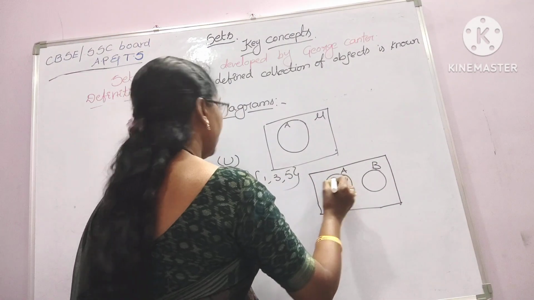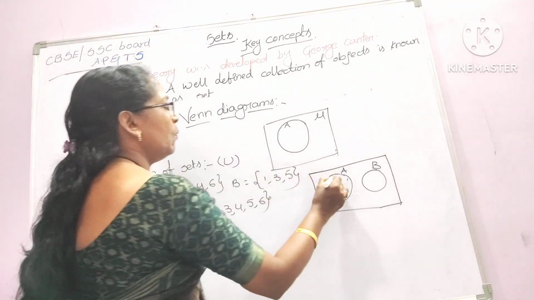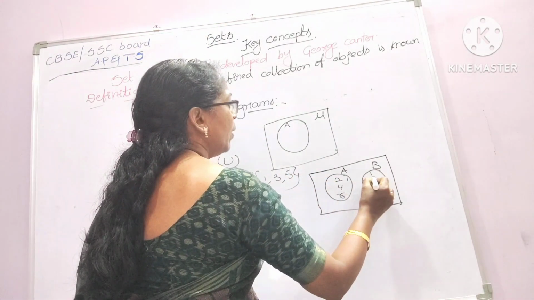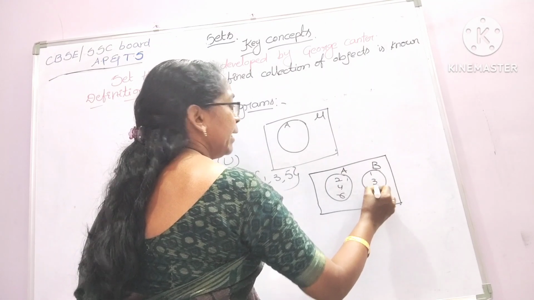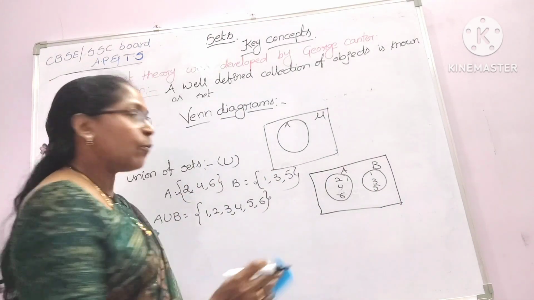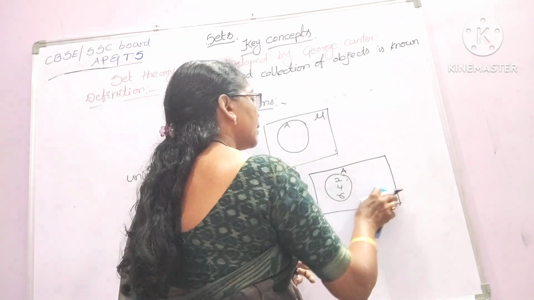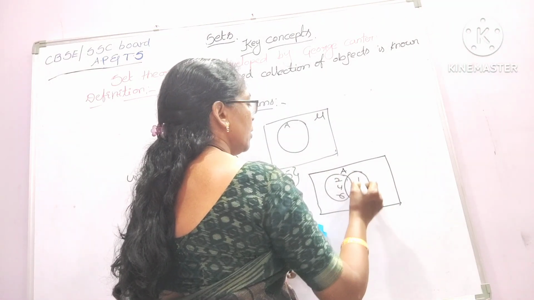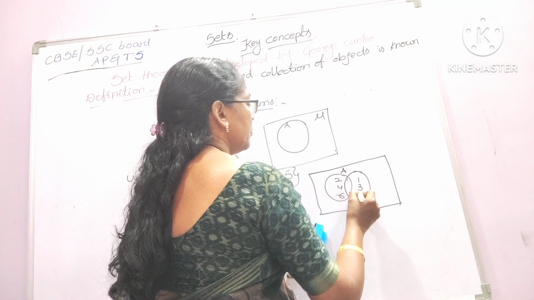In this set A, what are the elements? 2, 4, 6, and set B is 1, 3, 5. Here A union B is required. Union means collection of all. So just write down like this: 1, 3, 5.